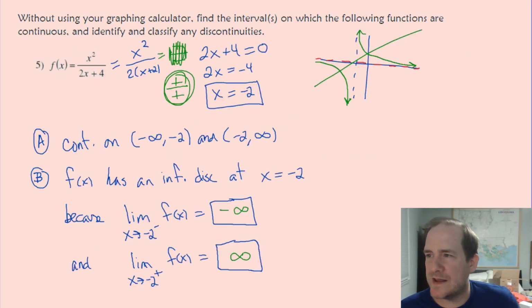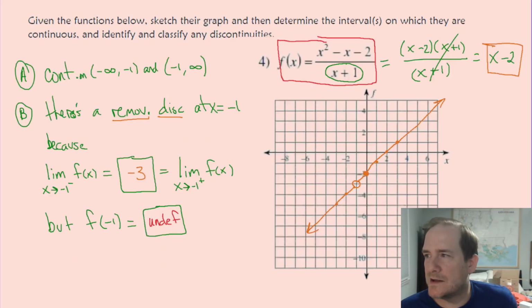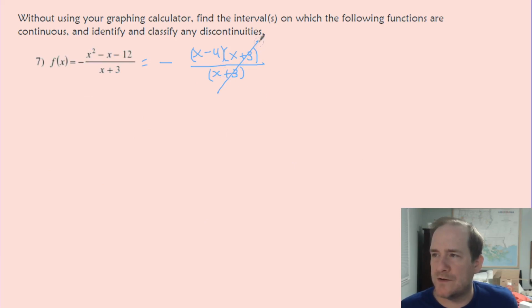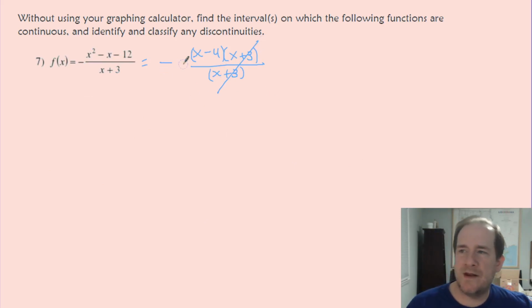Who's this guy like? He's like this guy. Remember number 4? We factored, something canceled, so we ended up getting a line with a hole in it. Looking at this guy, we factored, something canceled. We're going to end up getting another line with another hole in it. You could distribute the negative in and get negative x plus 4.